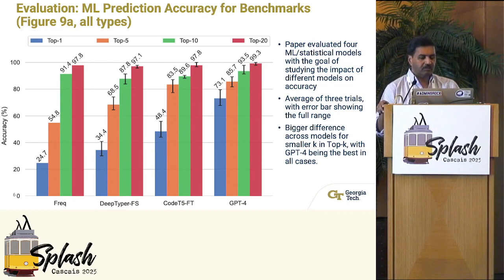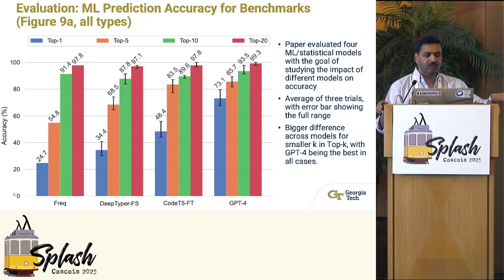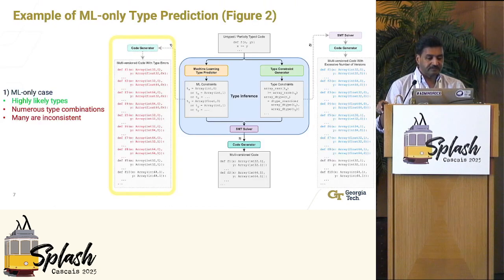And the paper has the details, and we see there's a bigger difference across models, and this is for top 1, top 5, top 10, top 20, when you have a lower K for top K. But overall, GPT-4, which we of course did not train, and I should mention the training set used for the other models was different from these benchmarks, did perform the best.